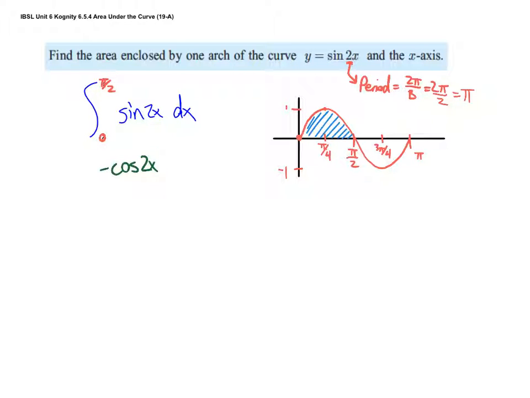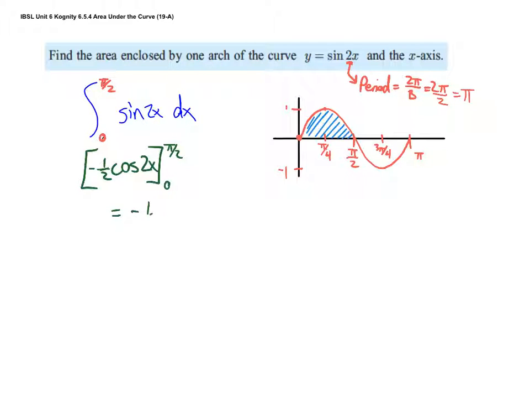How do I account for that 2x? It is linear, so we don't have to do the full u substitution thing, but what do we have to do? It's going to be a negative 1/2 cosine. Remember, you multiply by the 1 over a. So that is our antiderivative. We're going to evaluate this from 0 to pi over 2.